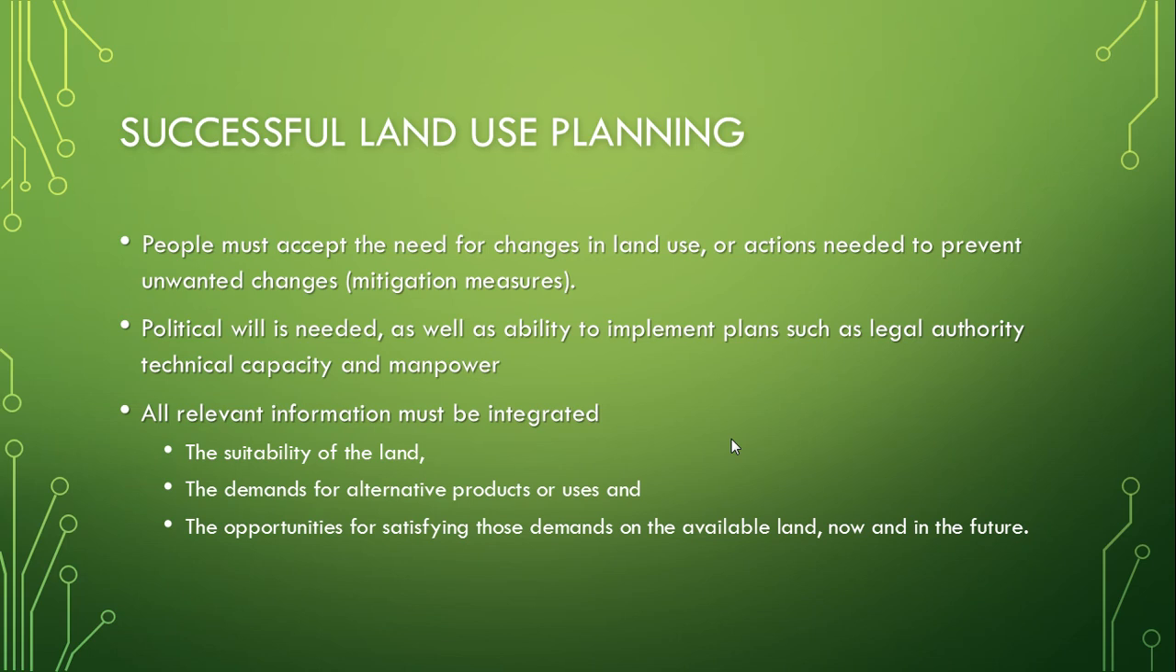Additionally, information that contains the demands for alternative products or uses. For example, an alternative would be, okay, if the proposed choice is not feasible, what are the alternatives? The opportunities for satisfying those demands on the available land. First of all, is the land available? Who owns the land? If it's privately owned, is it accessible by the government for proposed land use development? What do the future options look like, etc.?